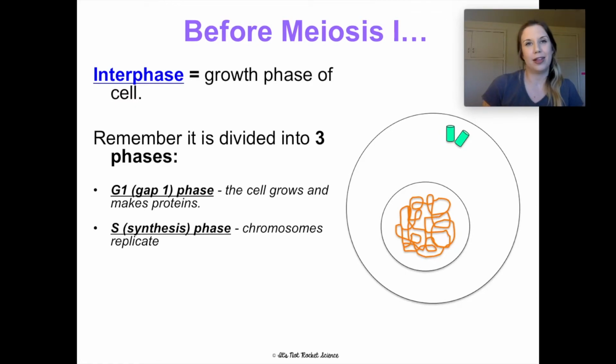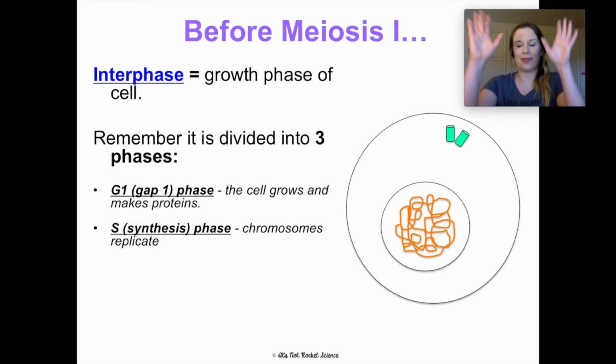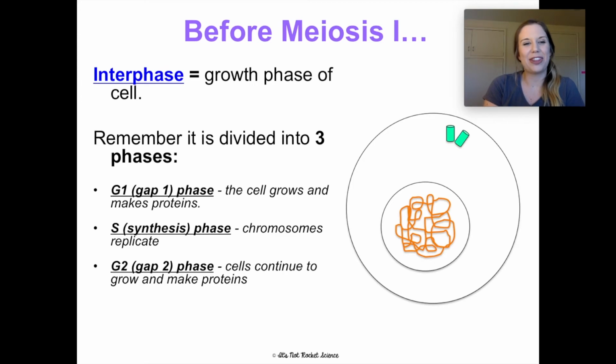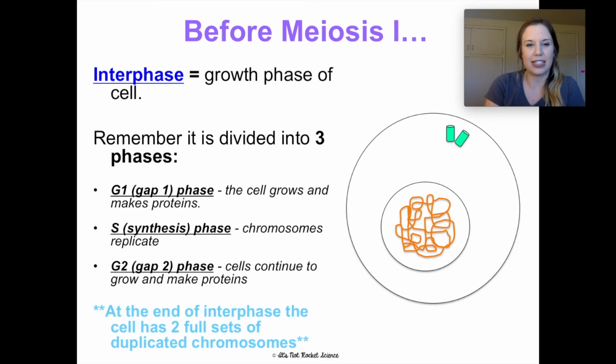DNA replication. Helicase unzips the DNA, DNA polymerase then starts adding complementary nucleotides on one side, and on the other side, and then we end up with 2 fully complete strands of DNA. We got an old strand and a new half, and another old strand and a new half, so we have 2 strands of DNA that are both half old, half new. It's called semi-conservative replication. And then the third phase of interphase is G2, gap 2 phase. The cell continues to grow and make more proteins. And so at the end of interphase, the cell has 2 full sets of duplicated chromosomes.